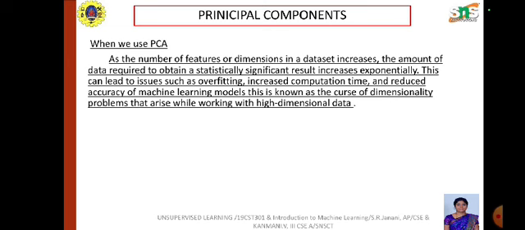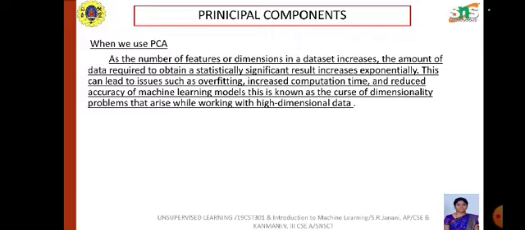We use PCA when higher dimensional data occurs, or when we have many features. As the number of features or dimensions in the data set increases, the amount of data required to obtain a statistically significant result increases exponentially. This can lead to issues of overfitting, increased computation time, and reduced accuracy of the machine learning model. This is known as the curse of dimensionality.